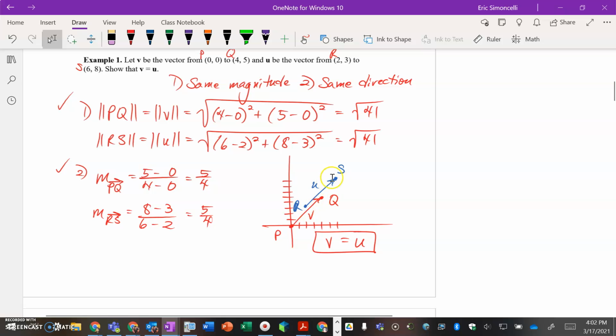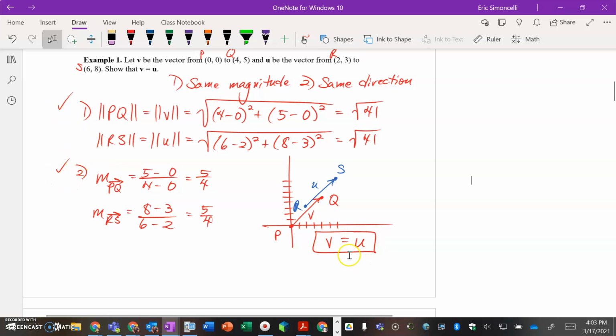So from R to S and from P to Q, the direction and the length better end up being the same. And as you can see, the slope is exactly the same as the other slopes. In other words, 8 minus 3 divided by 6 minus 2 using the slope formula. That checks that box, so to speak. So yes, same magnitude, same direction.